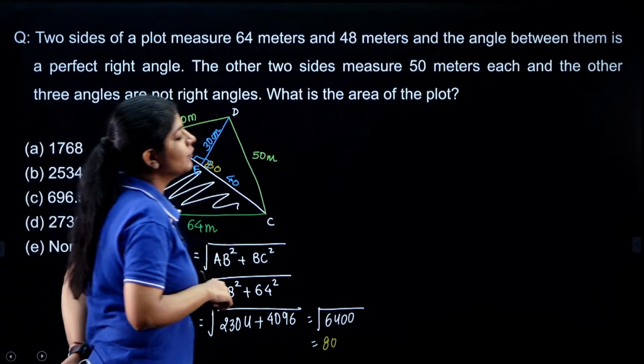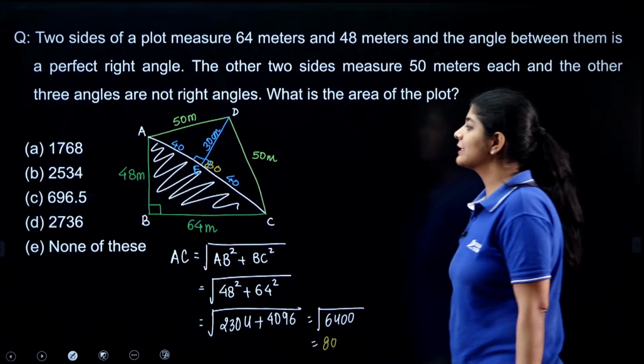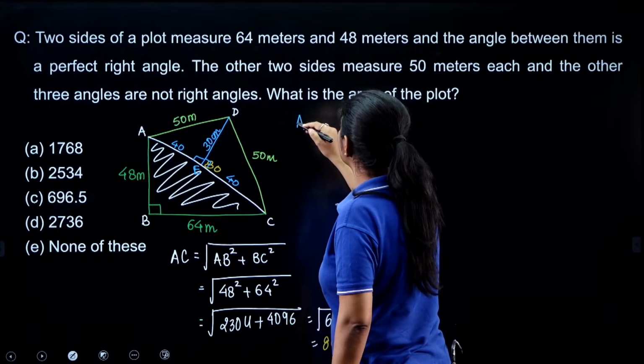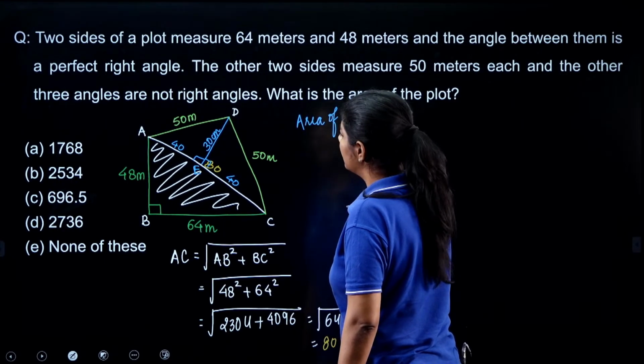Now what we have to do is simply calculate the area. So the area, first we will calculate the area of triangle ABC.